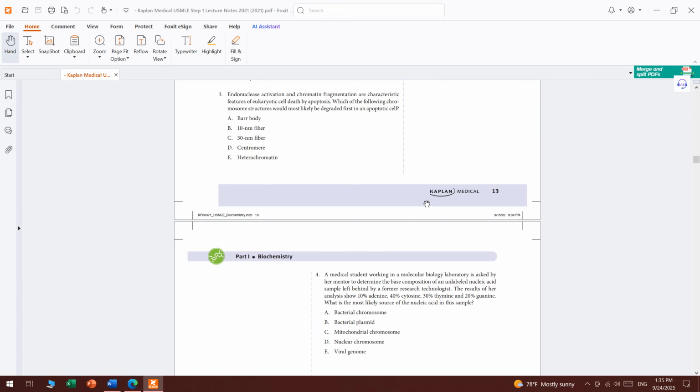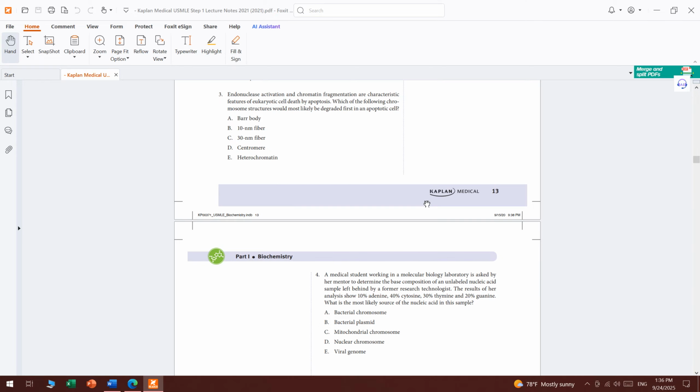Now, let's evaluate the options. A. Bacterial chromosome, typically double-stranded circular DNA. B. Bacterial plasmid, double-stranded circular DNA. C. Mitochondrial chromosome, double-stranded circular DNA. D. Nuclear chromosome, double-stranded linear DNA. All options A, B, C, and D represent double-stranded DNA molecules, which would adhere to Chargaff's rules.